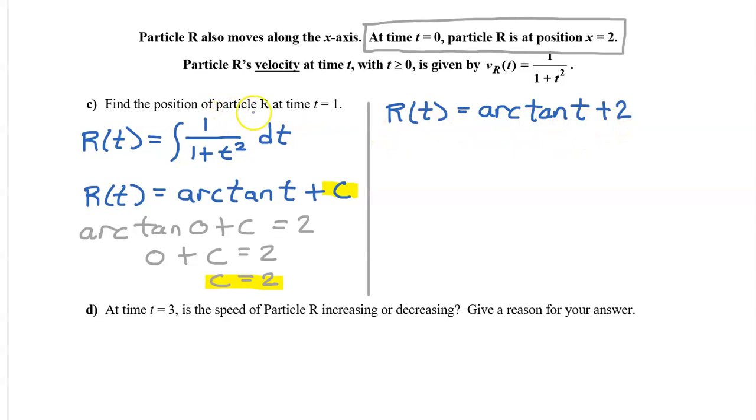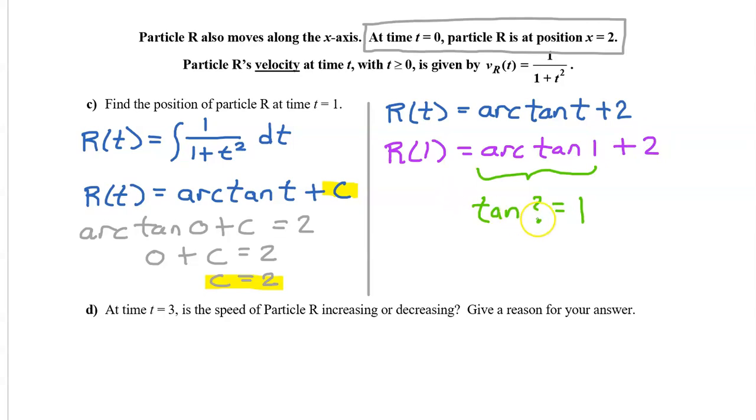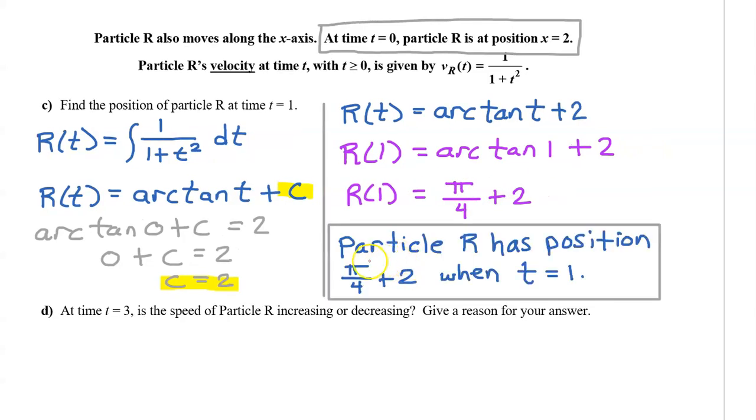To find the position at time t equals 1, we just need to evaluate r at 1. So this is arctangent 1 plus 2. When you evaluate this, you're thinking, the tangent of what is equal to 1? And that's pi over 4. So this is the answer: particle r has position pi over 4 plus 2 when t equals 1.